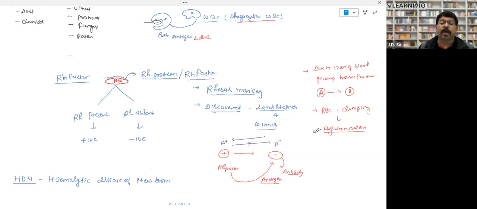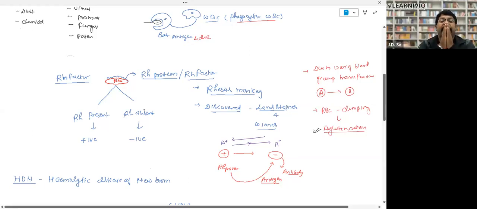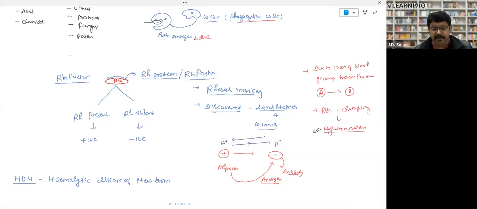That will happen. And what will happen due to this? Due to the wrong blood group transfusion, suppose that A is given to B, the RBCs of different A and B blood groups will clump this way. They will get adhered with each other. We call it clumping, and this reaction is called agglutination. I have written it over here. I will dictate it in the next class.